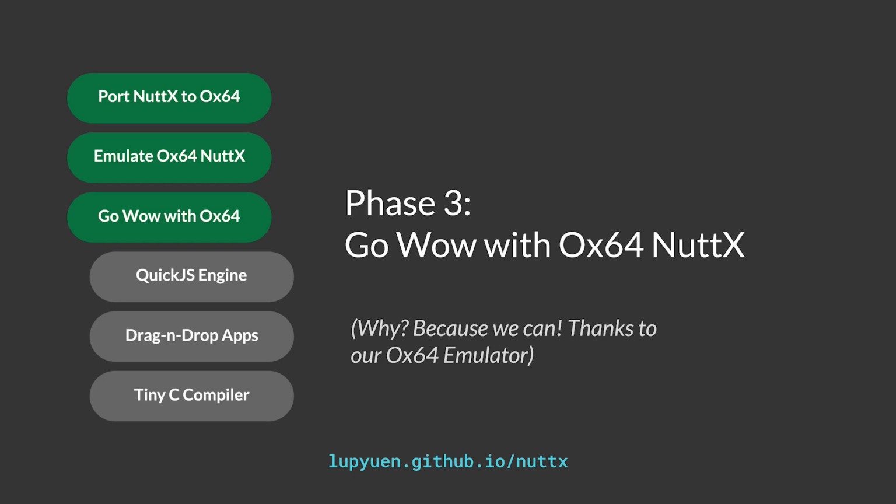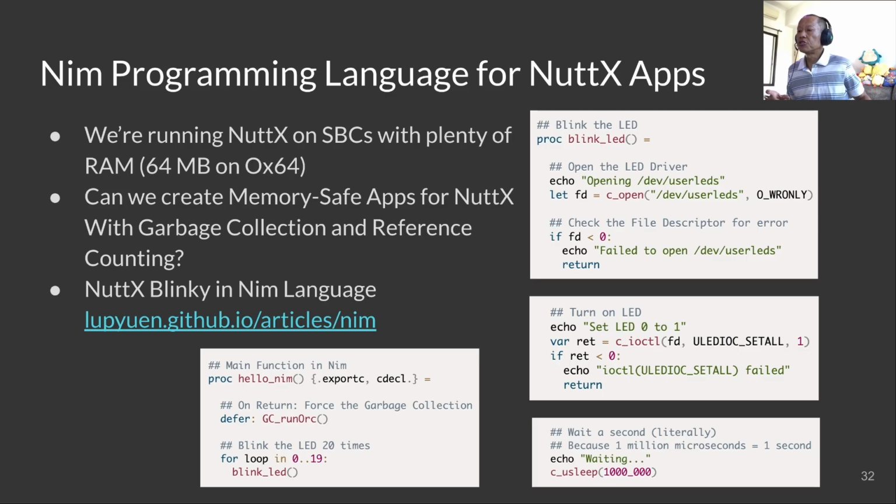It's already 2024. NuttX is running on single-board computers with plenty of RAM, like Ox64 with 64 MB of RAM. Can we make good use of the extra RAM, like for creating memory-safe apps for NuttX? Nim is a newish programming language that has garbage collection and reference counting, so it works better when there's extra RAM. This is how we blink an LED in Nim.